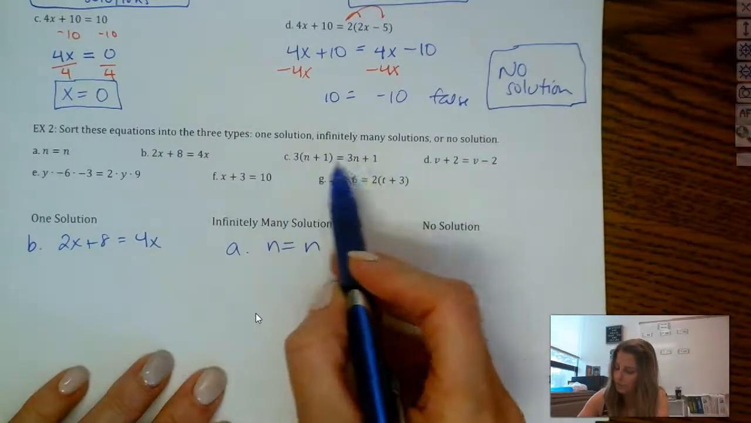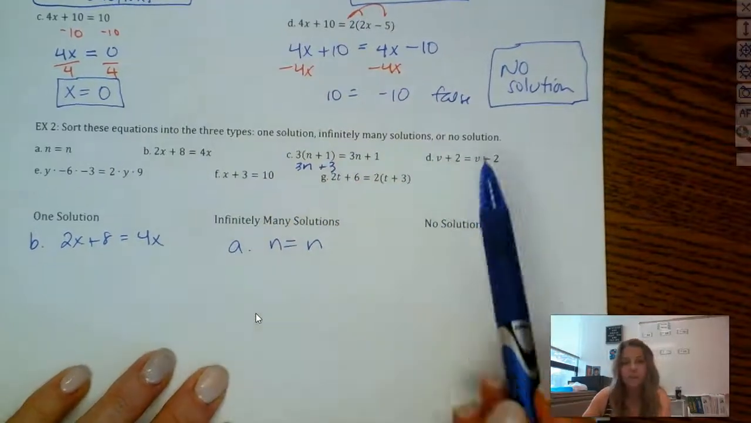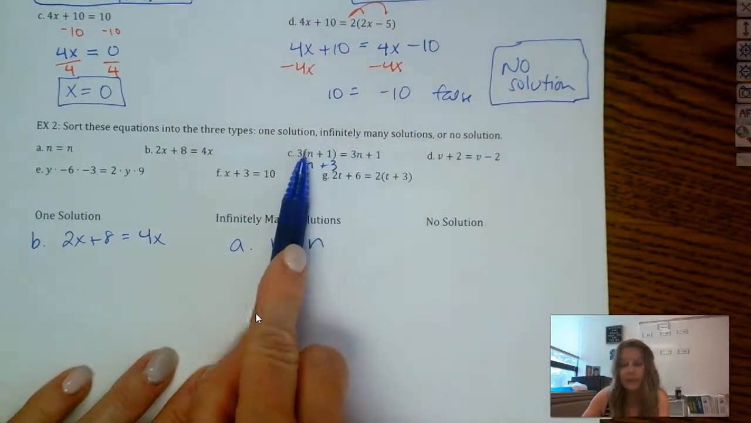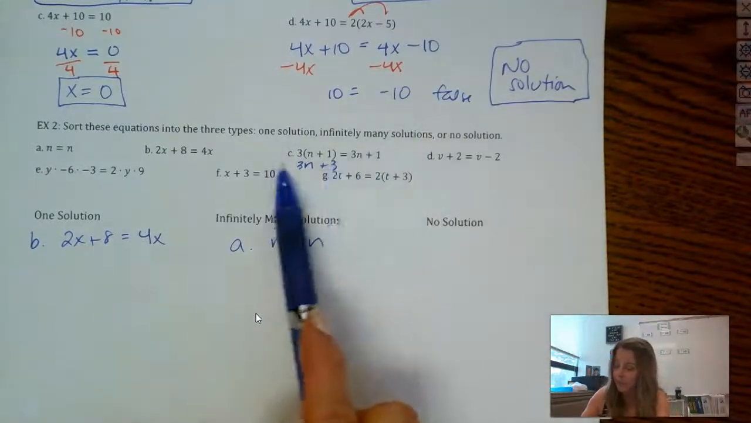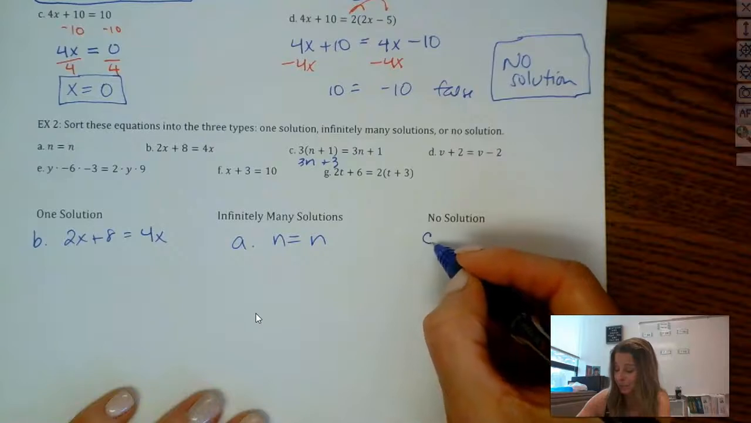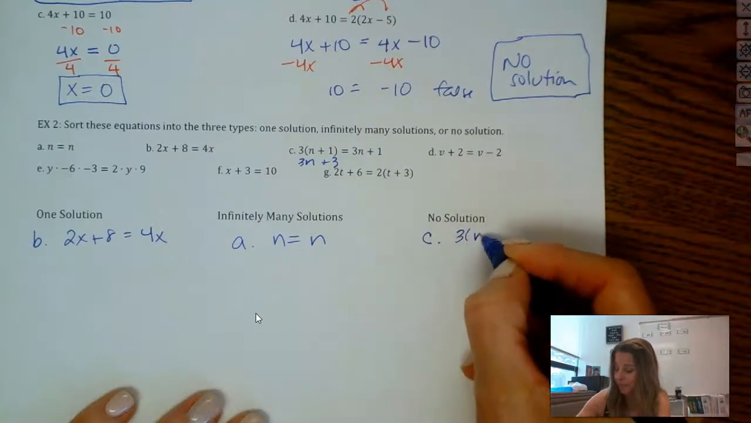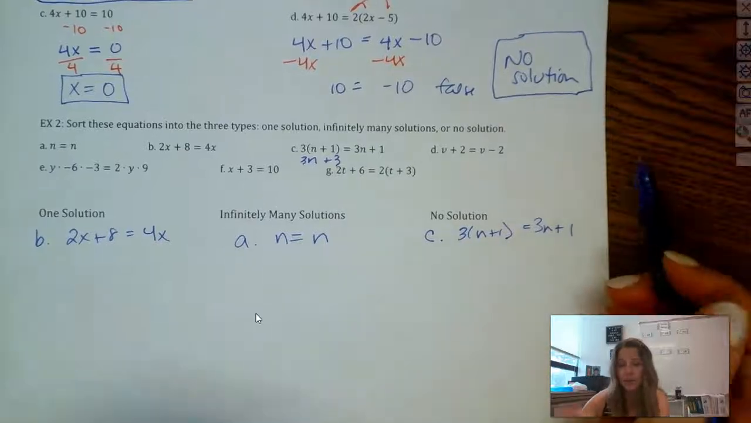Okay, number C. I'm going to distribute, and so I'm going to have 3n plus 3. Can you see how if I have the same variable on both sides, they really cancel out? So they drop out. I'm left with 3 equals 1, which is false. So that's going to be a no solution. Okay, that's going to go there.